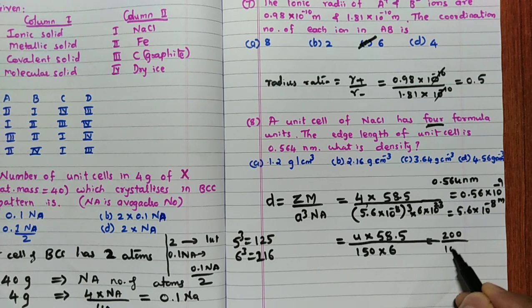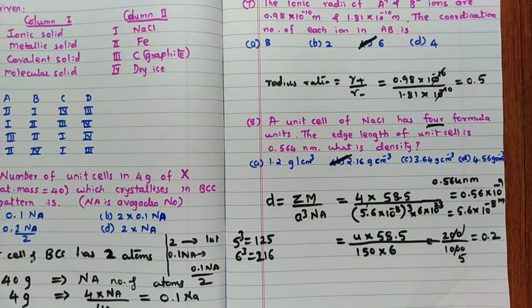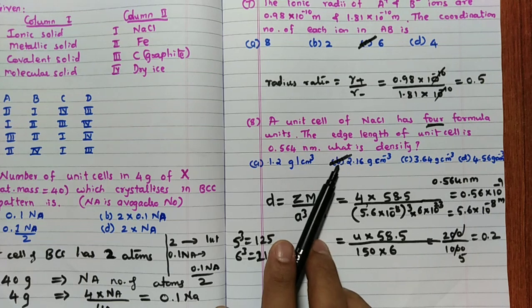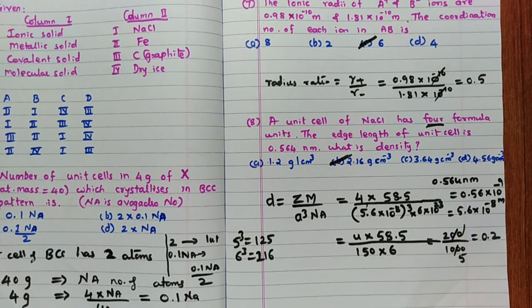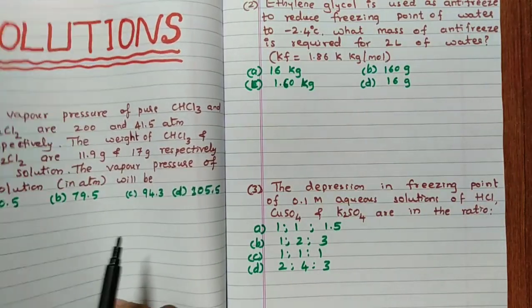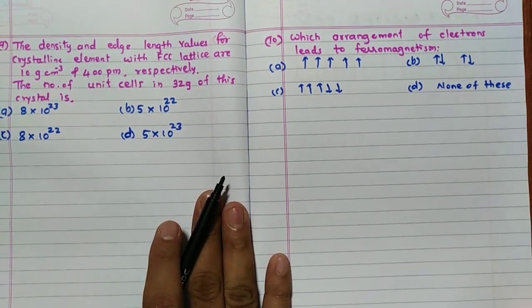So 900 means I will take 1000. 200 ones are 205. 1 by 5 is nothing but 0.2. 0.2 nearest answer is which one? 2.16. So the answer is B. So like this you can, in the very less time you can do this type of problem. So the answer is B in this particular case. That is 8th question. Now 9th one.